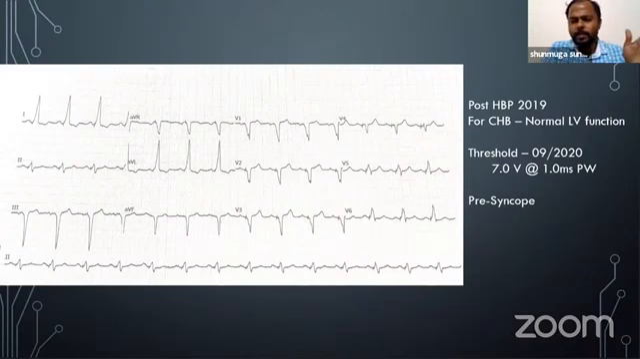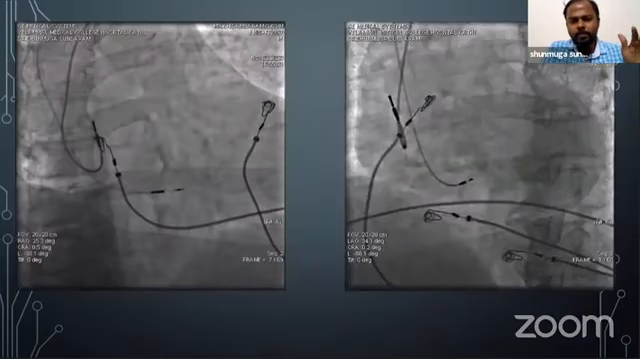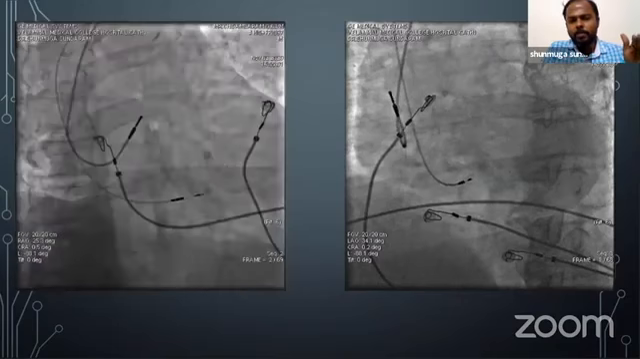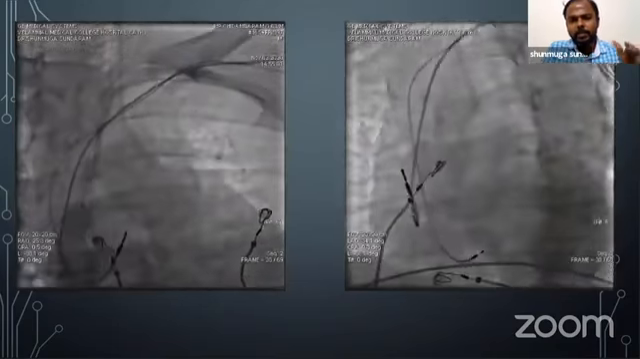So it was done in the last year, and he came in this COVID era in a couple of months back with a rising threshold. The threshold was almost close to 7 volt. This was a non-selective His bundle pacing. So 7 volt in a complete heart block patient without an RV backup pacing lead is not accepted. So this was his lead.